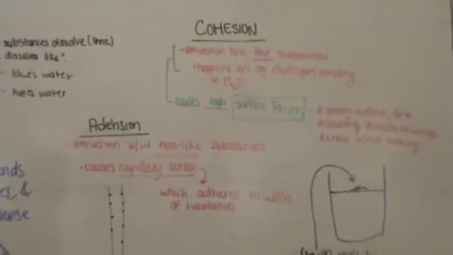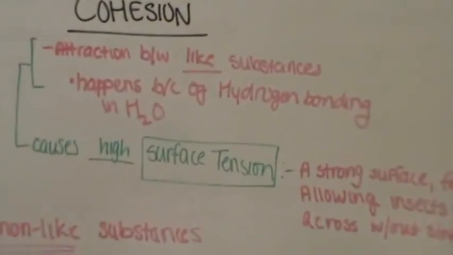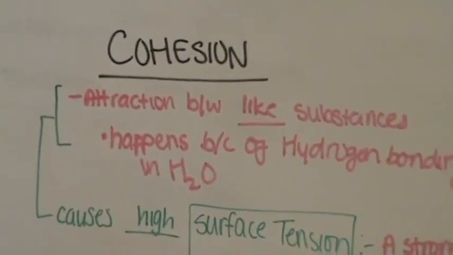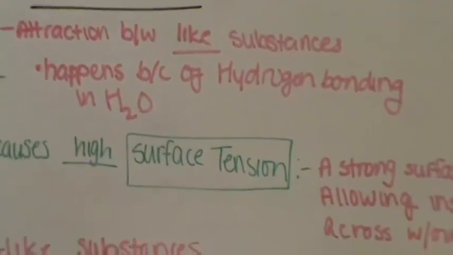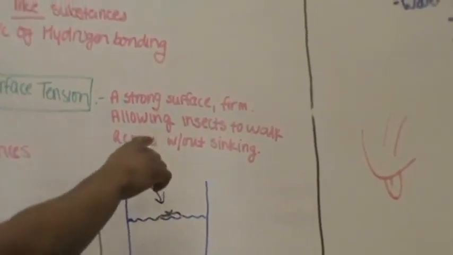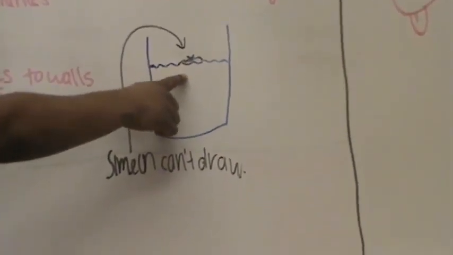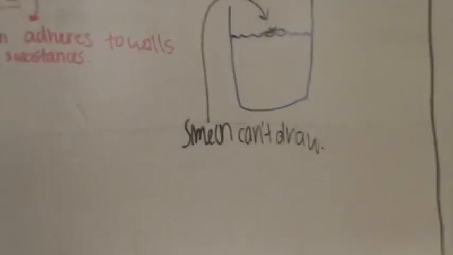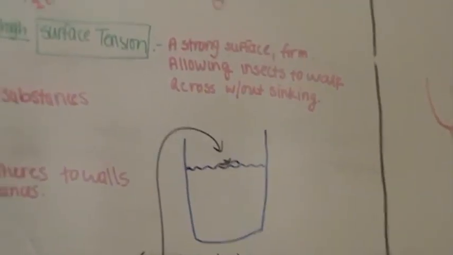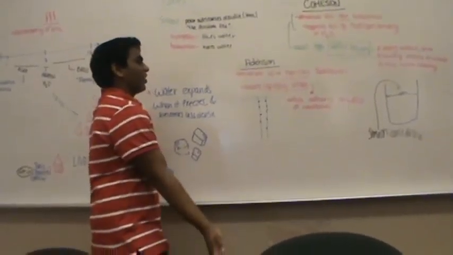When we talk about water, we also talk about adhesion and cohesion. Cohesion is the attraction between like substances. It happens because of hydrogen bonding in H2O, and it causes high surface tension. Surface tension is a strong, firm surface, allowing insects to walk across without sinking. A person cannot walk on water, so it's like an insect, because certain insects can walk on water really fast.